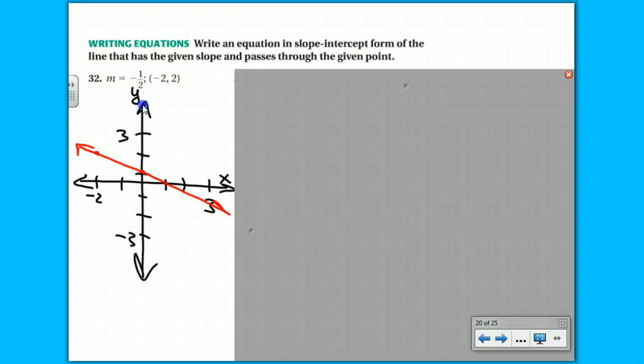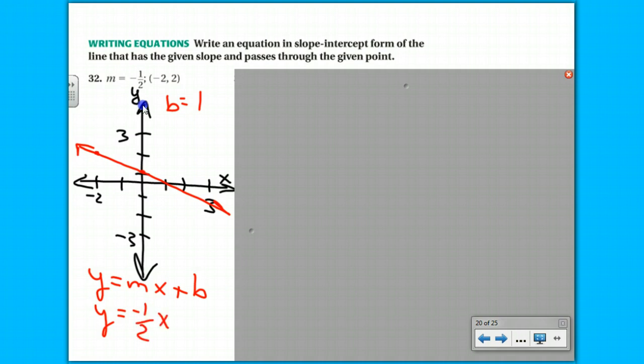So, having drawn that line, do we now know the y-intercept? We crossed over that y-axis, right? So what is the y-intercept? Where is it crossing? 1. Good. And so we're going to use our slope-intercept form. And Alex, read it to us with the slope and the intercept plugged in. Y equals negative 1/2 x plus 1. Good. You simply plug it in. You go find it and plug it in.